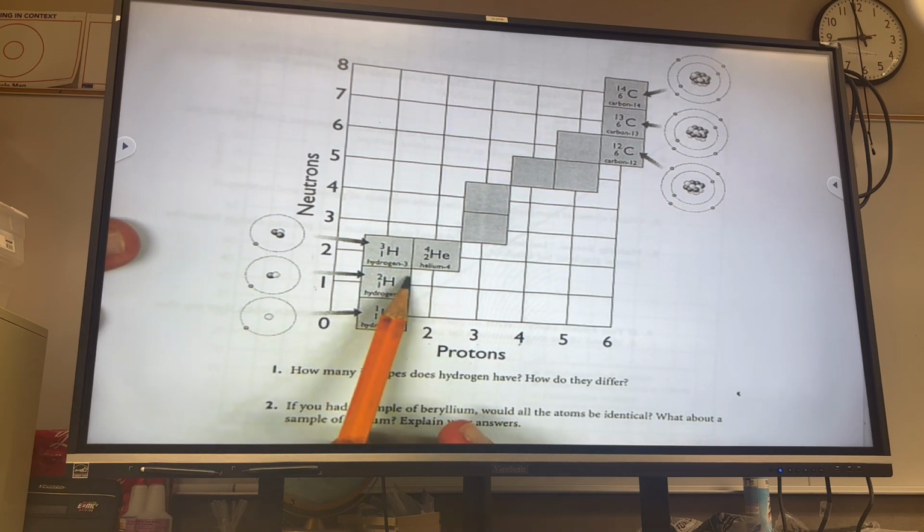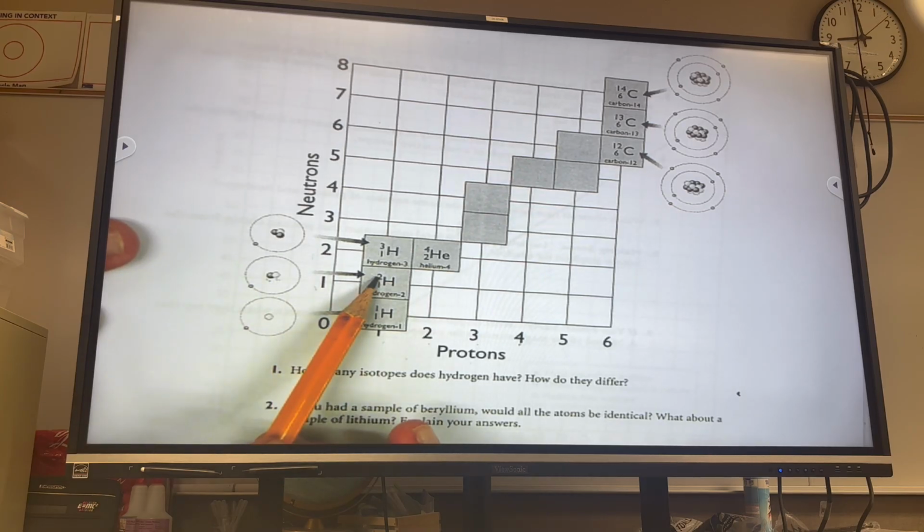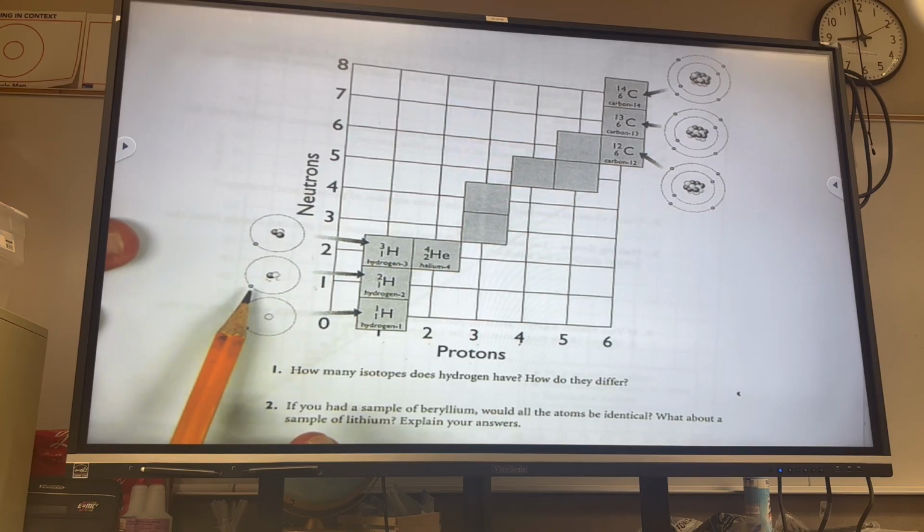Okay, this square represents hydrogen 2, which means it has still 1 proton because that 1 proton gives it the identity of hydrogen, but it has a mass of 2. So this top number is the mass number, meaning how massive is it? How many protons and neutrons does it have? And then here's the drawing. 1 proton, 1 neutron, that gives you the number 2. And it still has 1 electron because that's not going to change.